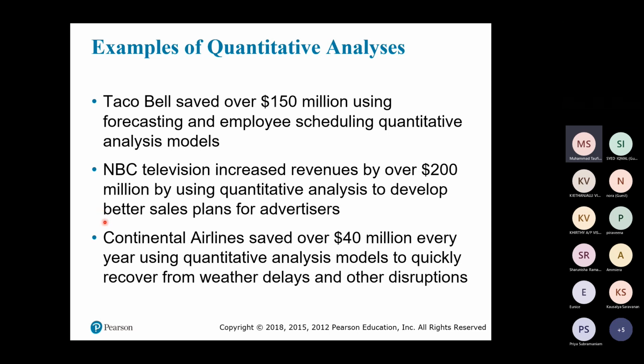And lastly, Continental Airlines saves over $40 million every year using a quantitative analysis model to quickly recover from weather delays and other disruptions. Another advantage of quantitative analysis is you can use it to predict your environment. This is one of the daily things that happen in our life. Weather forecasting is part of quantitative analysis.